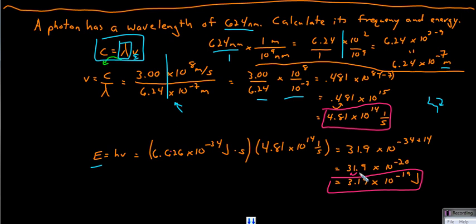Or, to get into scientific notation, move the decimal once to the left, and doing so, that moves your 10 to the negative 20 into 10 to the negative 19 going up the staircase. We get 3.19 times 10 to the negative 19 joules. This is the energy of an individual photon of this wavelength and energy.